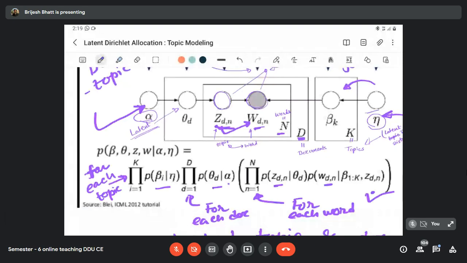Similarly, the document topic distribution, that is theta D. So let me use a pointer. So this is the topic distribution. How many topics are there? That is controlled by eta, as I said. Then the document topic distribution. How many topics are there in a document? That is theta D. That I said is also latent and it is controlled by alpha. And then ZDN, that is the topic assigned to a word and topic assigned to a document. ZDN is the topic assigned to the word, WDN is the observed word. These two things we want to calculate.